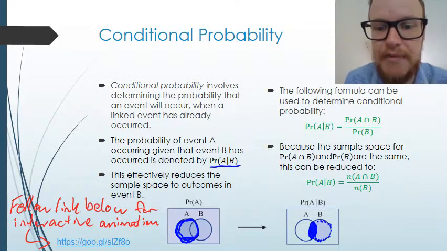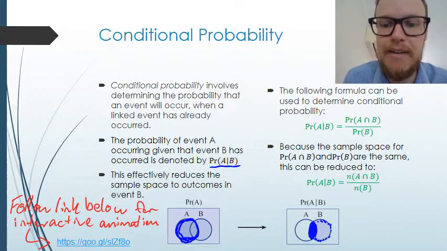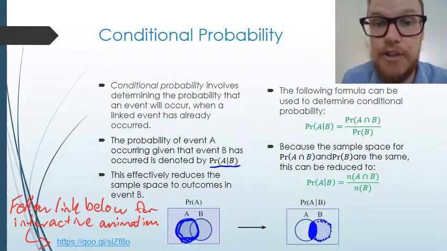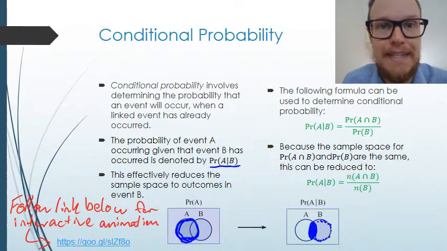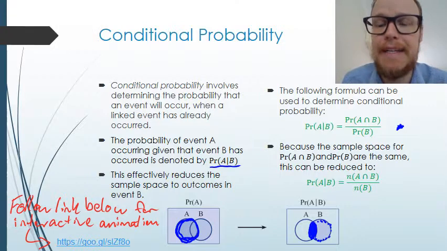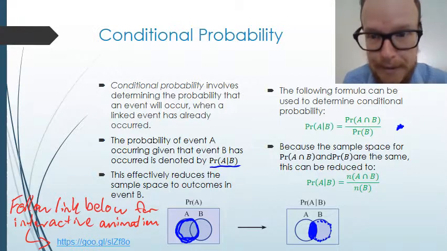So the probability of A given B means that we are reducing the sample space down to just the events in B, and we only care about now what's the probability of A occurring. So the number of events there are the events in the intersection of A and B. This formula can be used to determine conditional probability. The probability of A given B is equal to the probability of the intersection of A and B occurring divided by the probability of B occurring.